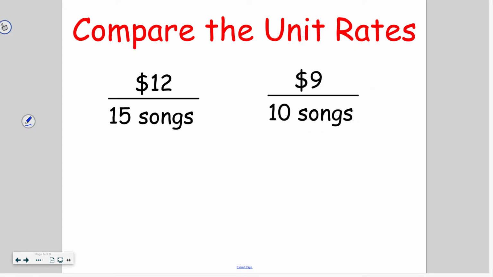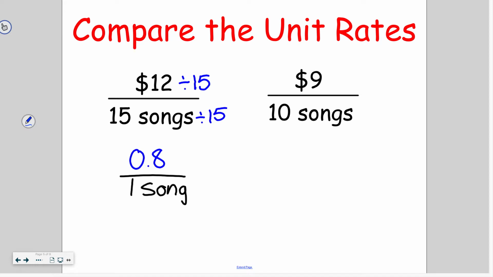Another thing you'll be asked to do is to compare the unit rates. In order to compare them, that means we need to find them first. So first we are looking at a price of $12 for 15 songs. We want to figure out how much it costs for one song. In order to do that, we need to divide both of them by 15 to make that denominator go to 1. When I do 12 divided by 15, I get an answer of $0.80.